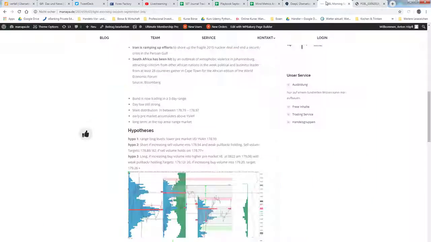For today, let's talk Bund. My hypo number 1 was I saw range long levels with the pre-market around 8 o'clock, 15:20 with 178.99 and also in general the area of yesterday's value area high. My hypo 2 was a short trade only if we really see increasing sell volume into the 178.94 area. That means taking out this 94 and then a weak pullback holding, then we go sell with targets 88, 82. And if sell volume holds on, maybe even targets 178.77 plus can be reached.